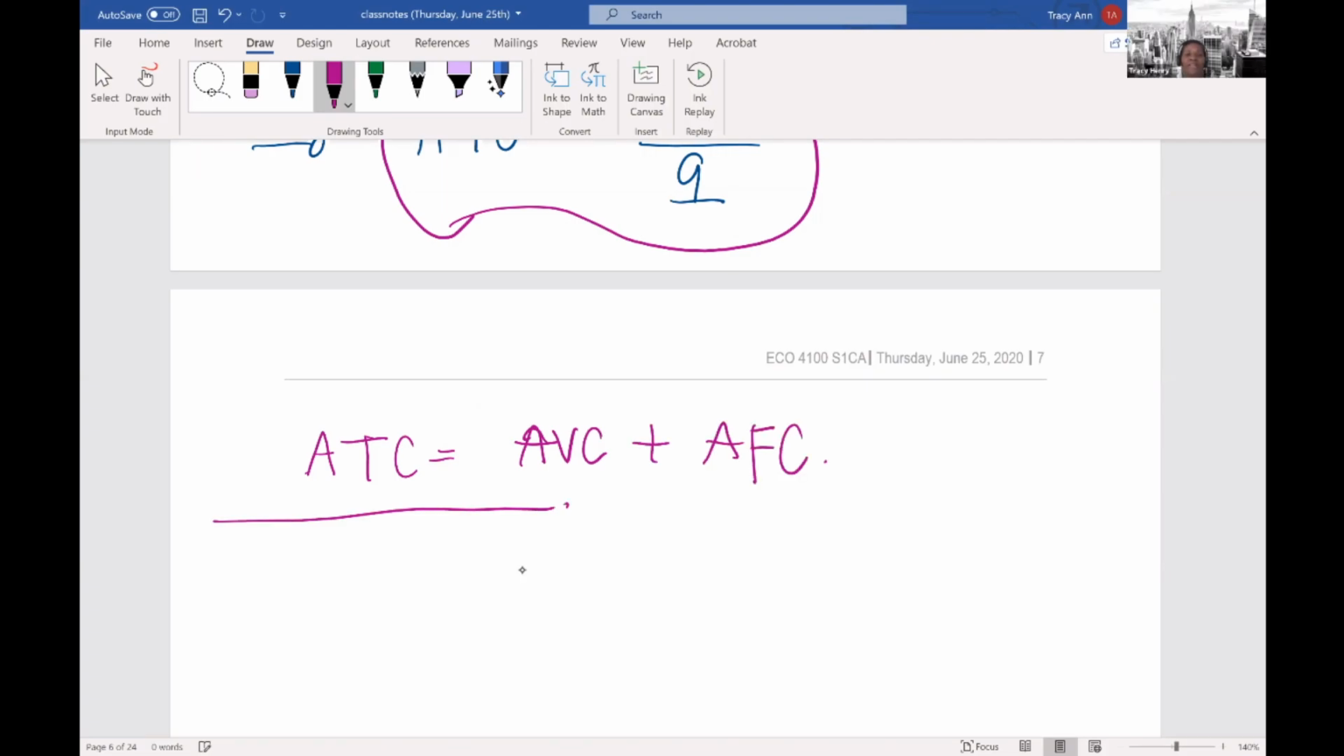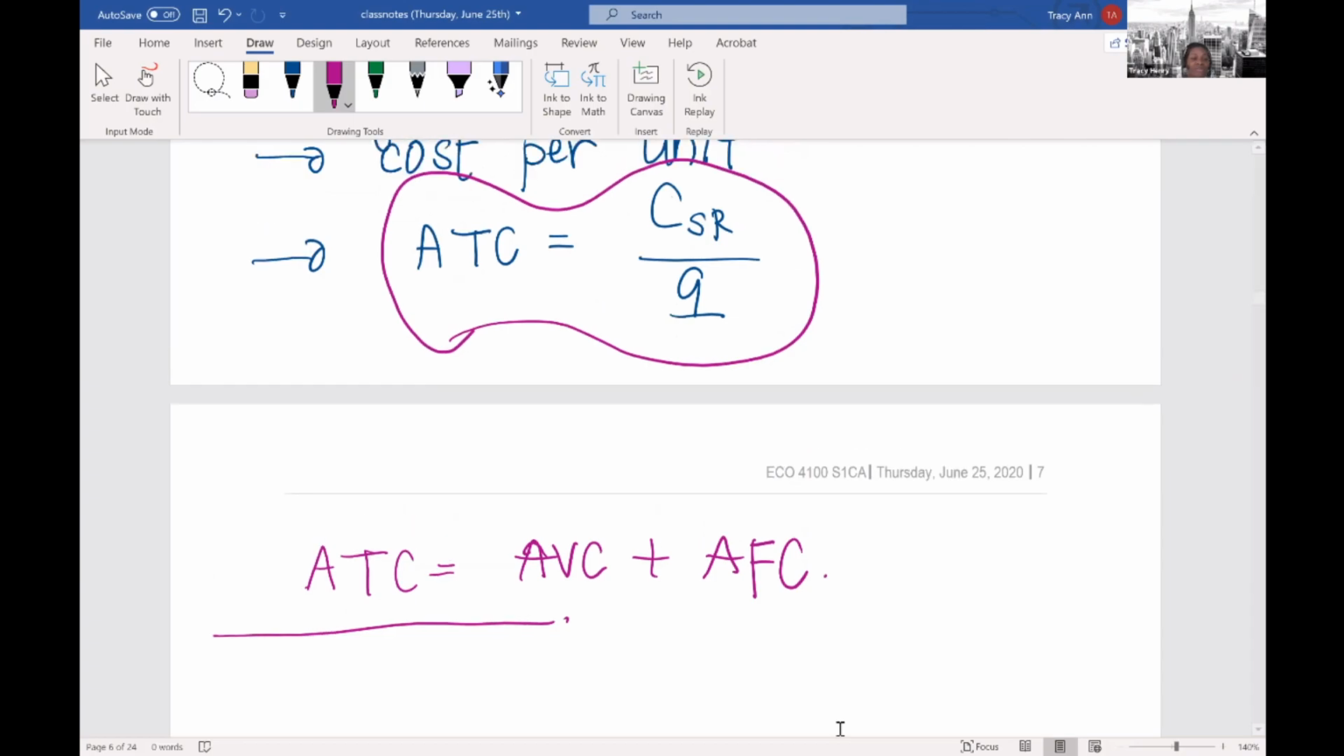Okay, all right. So the next thing that we're going to get into is looking at the cost functions and looking at the relationship between these cost functions and our production function in the short run. But what I want to do is take a break.